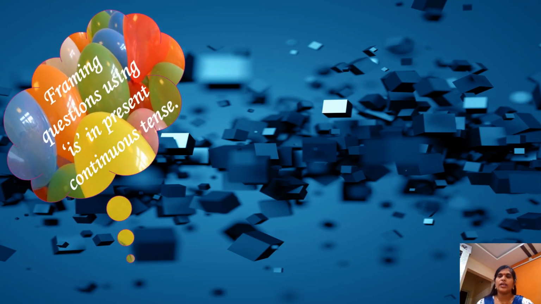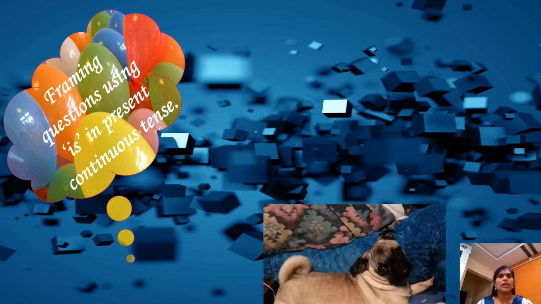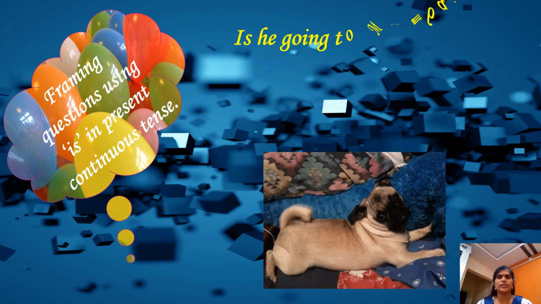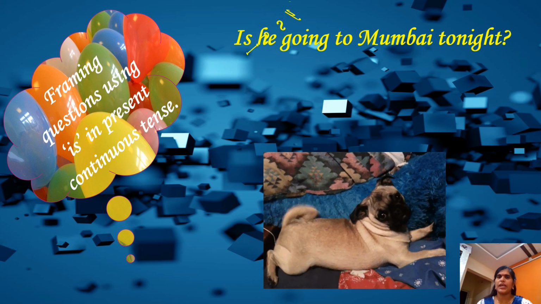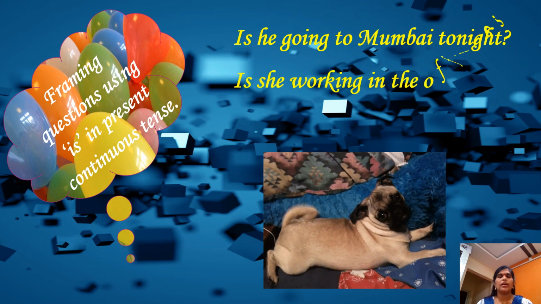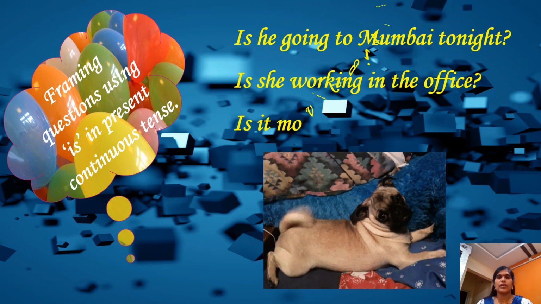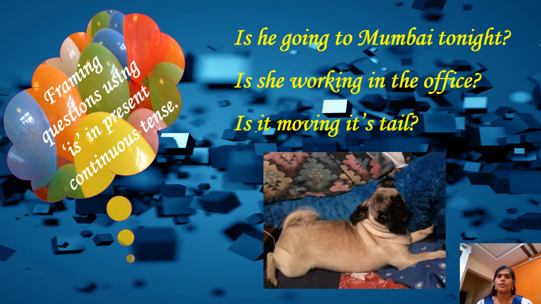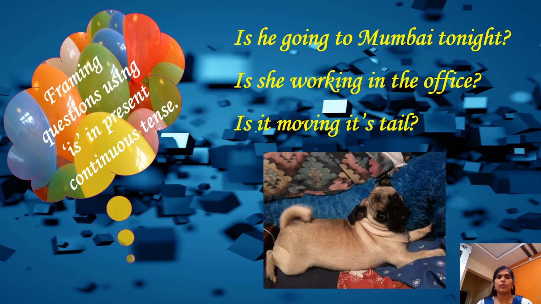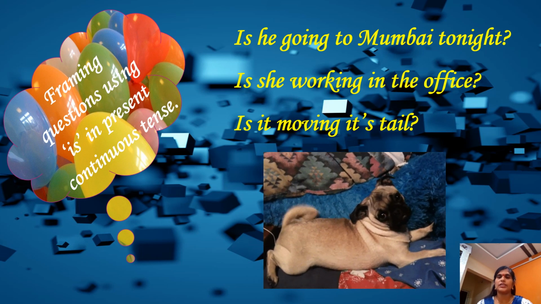Children, here are a few more questions framed by using the helping verb is in the present continuous tense. Is he going to Mumbai tonight? Is she working in the office? Is it moving its tail? Children, here if you observe carefully, the helping verb comes first and then the pronoun comes while changing the sentence into the question form.